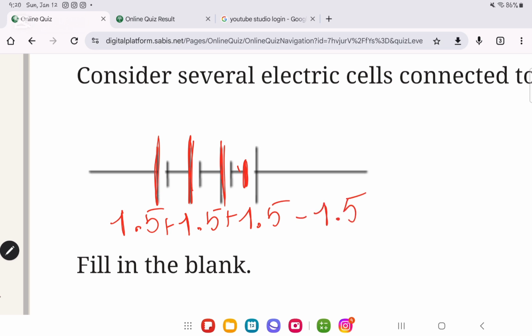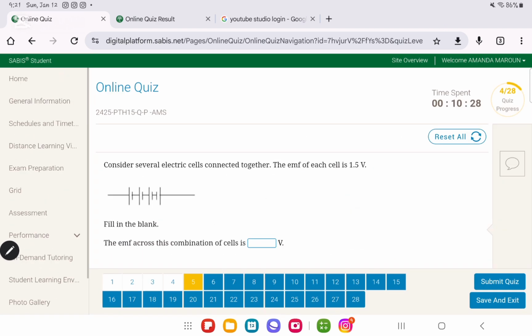If you're wondering how I got 1.5, it's given that each one has an electromotive force of 1.5. So if they are all facing in the same direction, they're all going to be positive. If they are all facing in one direction except for one, that one is going to be negative, like in this case. So what's going to happen is we're going to have 1.5 plus 1.5 plus 1.5 minus 1.5, so this and this becomes 0, so it becomes 1.5 plus 1.5, which is 3, plus 0, which gives us 3. So the total electromotive force is 3 volts.